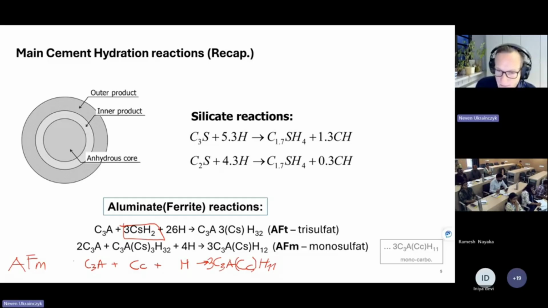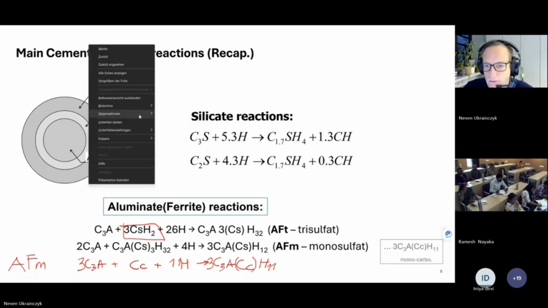And if you put just 3 here, yeah, it's simple. Then we have the same. Yeah, it's very simple actually. So this is the reaction. C3A plus calcium carbonate gives you the monocarbonate. You have also hemicarbonate, these different types of interlayers.